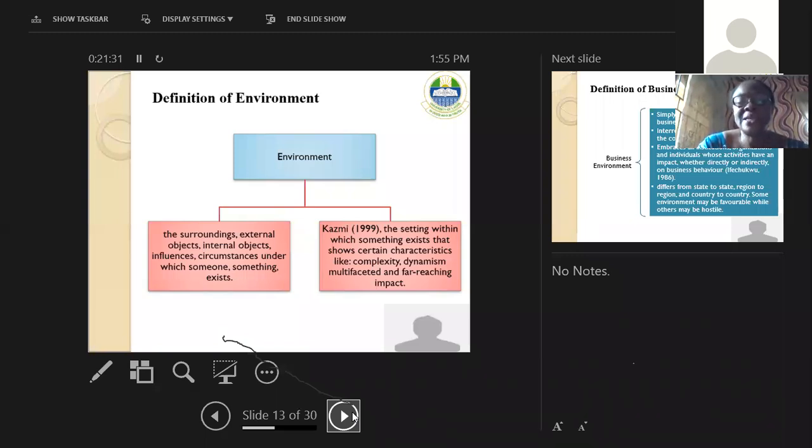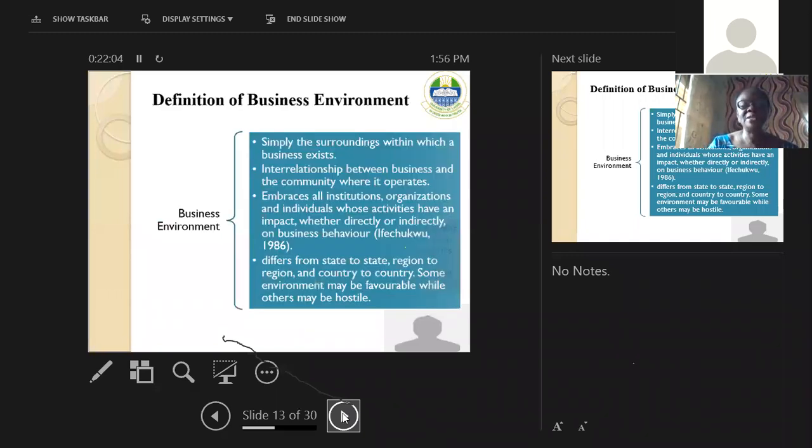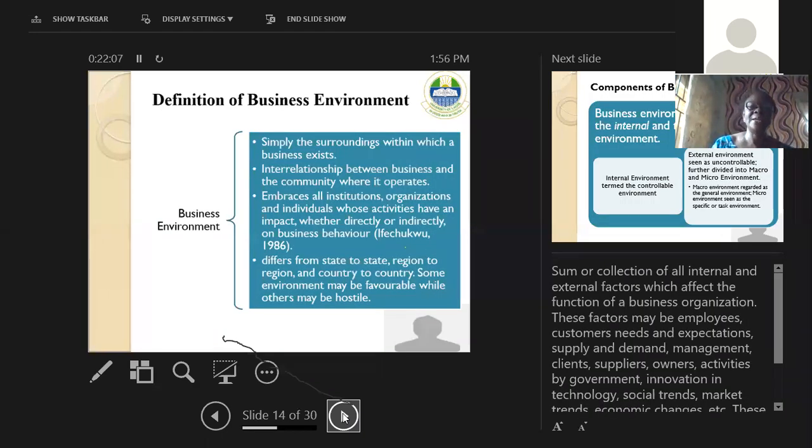And then Casby in 1999 told us that an environment is the setting within which something exists. And most times that setting shows some characteristics like complexity, dynamism, it's multifaceted and has far-reaching impact. Of course, like they tell us, business environment is complex, it is dynamic, it has different faces, and has far-reaching impact on organizations and even the society at large. So now what is business environment? Since we understand what environment is, it is still the same.